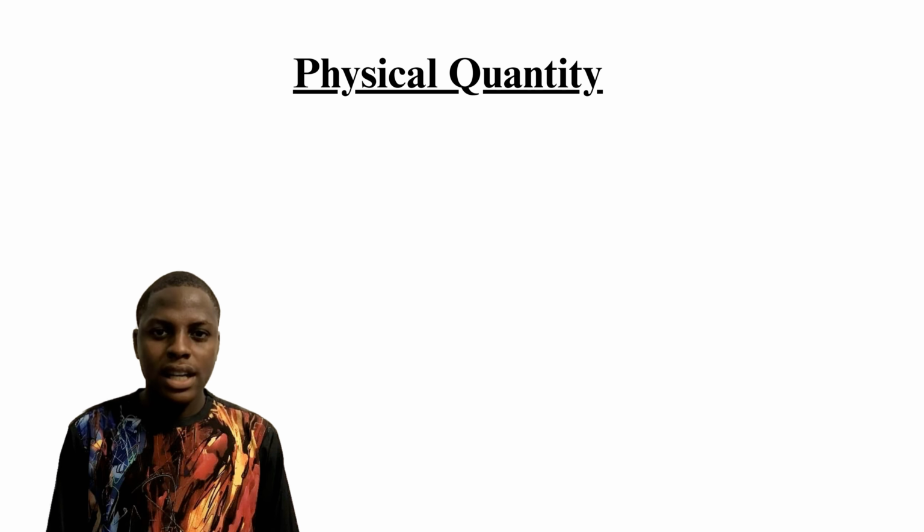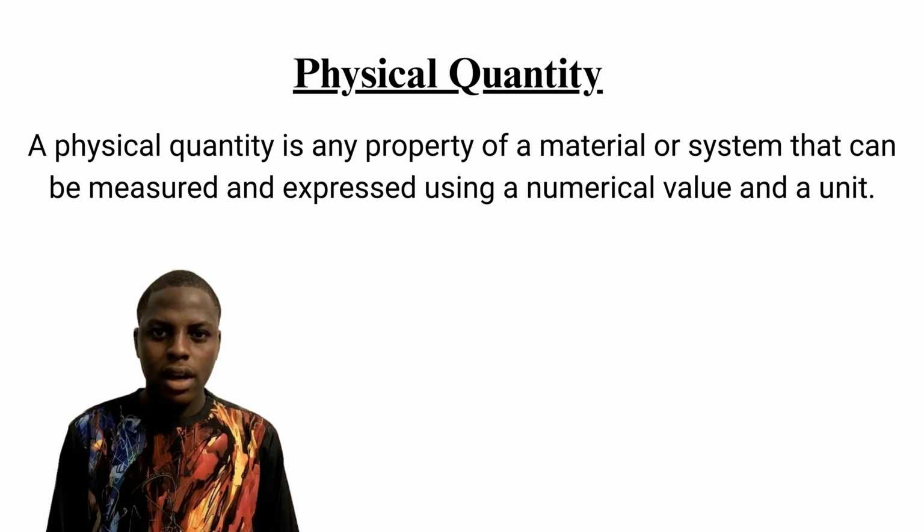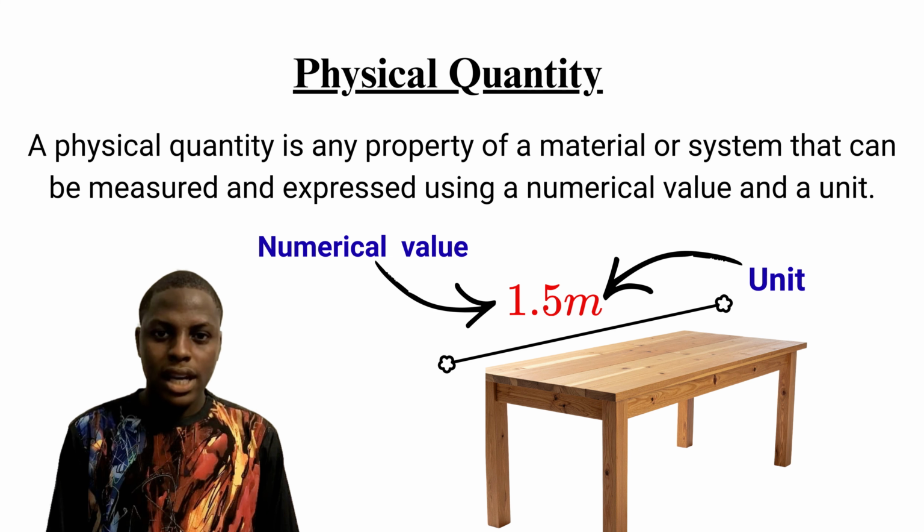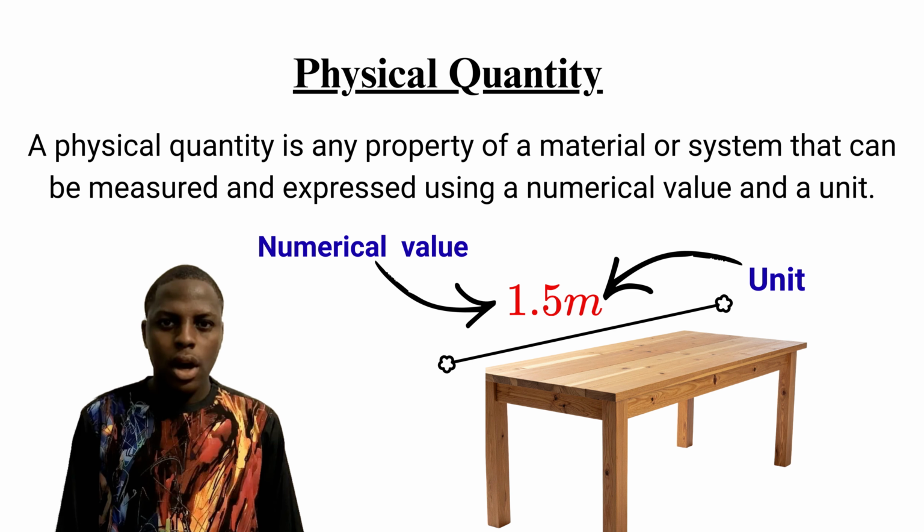Now, what exactly is a physical quantity? A physical quantity is simply any property of a material or a system that we can measure and express using a number and a unit. For example, if I say the length of the table is 1.5 meters, the 1.5 is the number, and meter is the unit. Both are important, because without the unit, that number means nothing. When describing any physical quantity, we must always specify the unit.